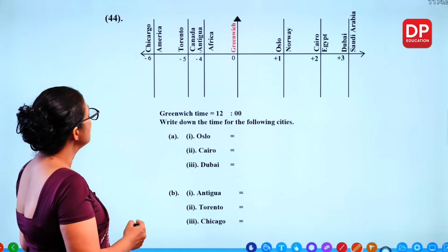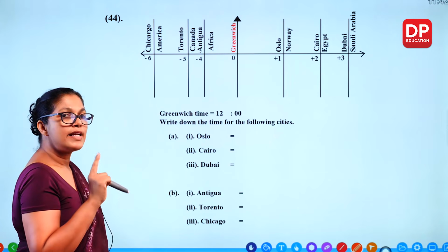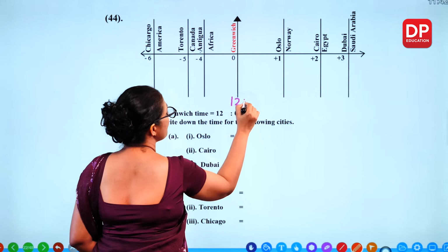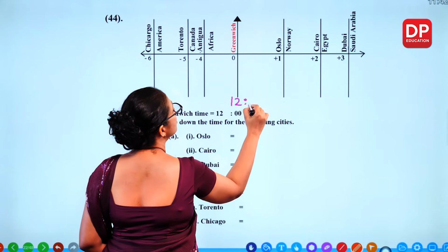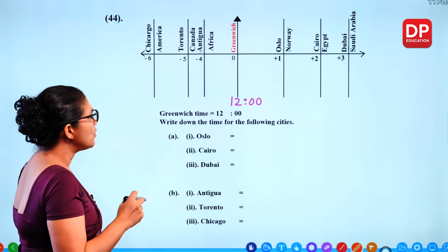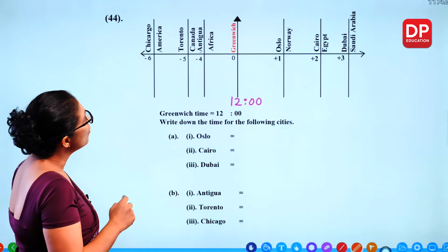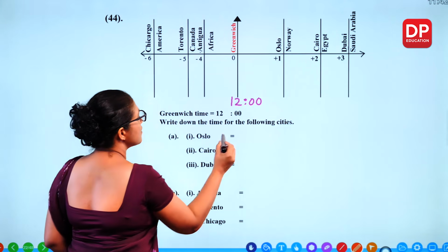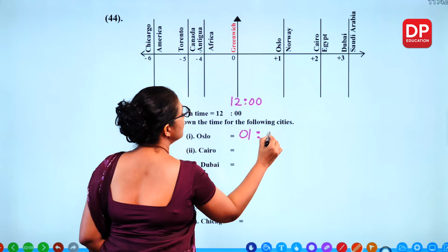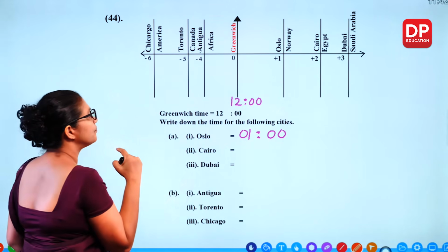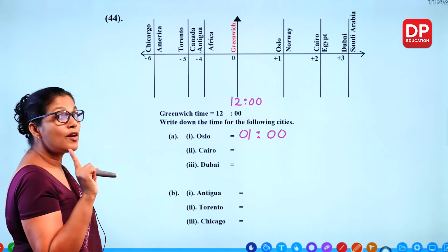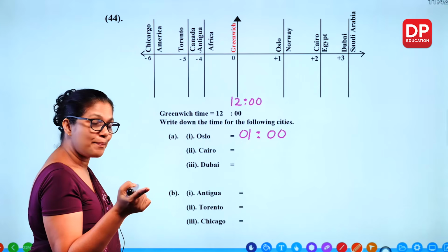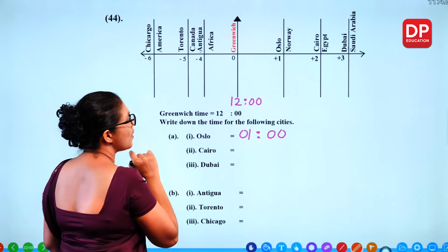Look at this chart. Now the time is different. Greenwich time is 12 noon. 12 noon here. Write down the time for the following cities. Oslo, 1 hour, positive side. You have to add 1. So 1 o'clock. So here, this is noon. So 1 o'clock, you can't write like this. 1 p.m. So you have to add 12 to that.